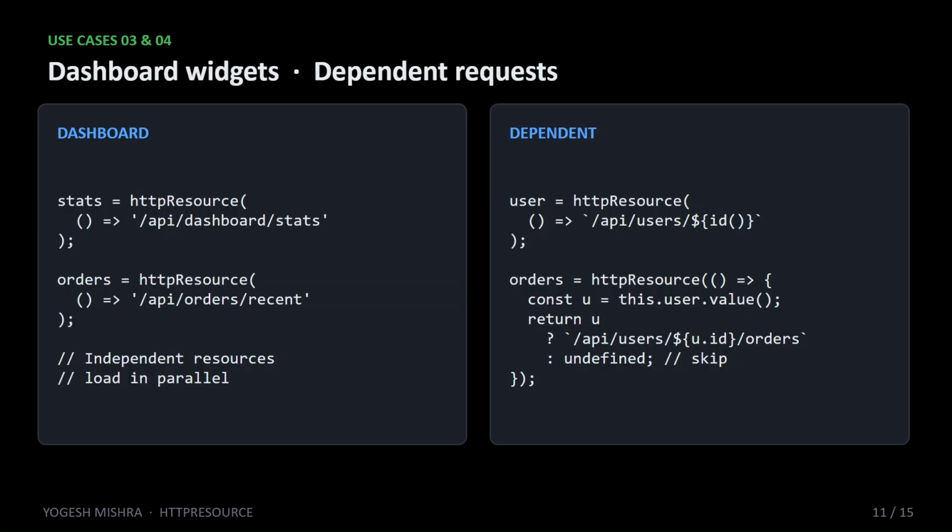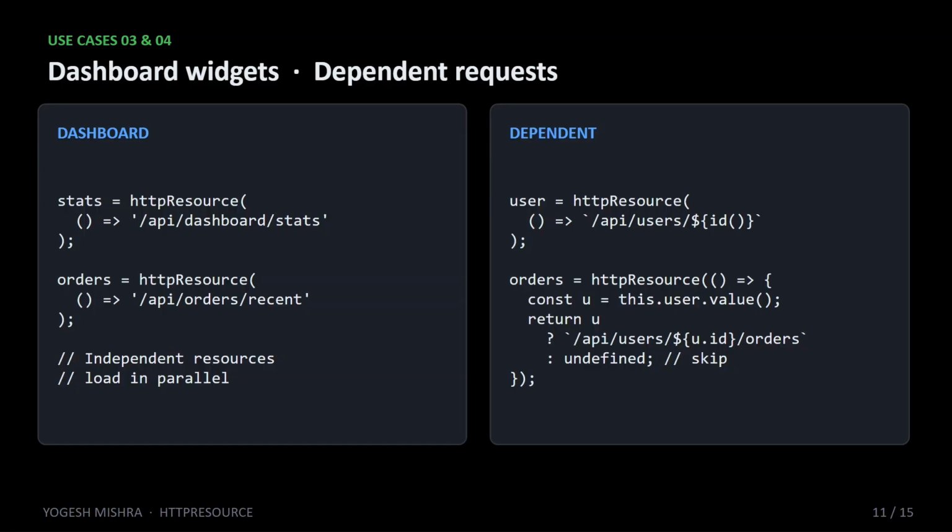So use cases number 3 and 4. We have two use cases. One is dashboard, independent resources and dependent requests. In dashboard independent resources, as you can see, both requests fire in parallel. Each has its own loading and error state, perfect for dashboard widgets.